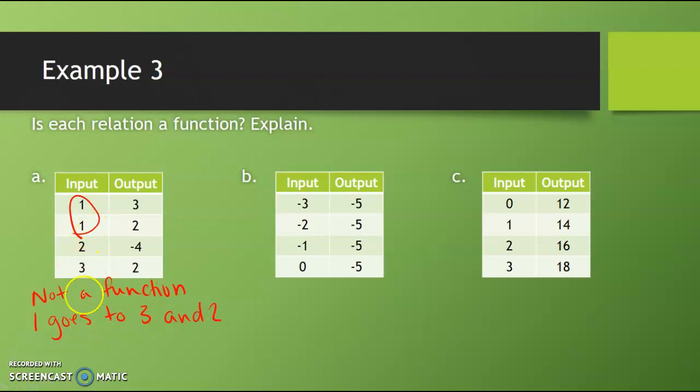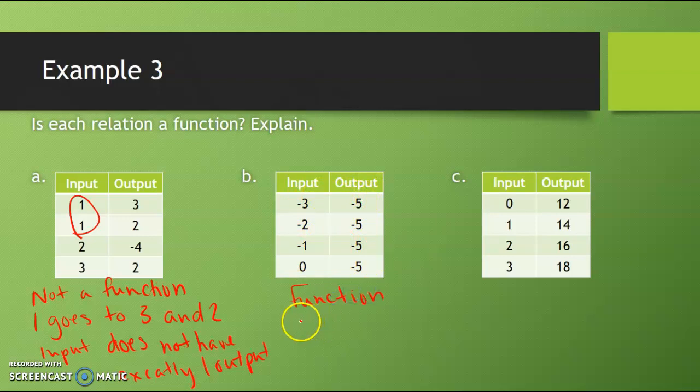Or another way you could say it is my input does not have exactly one output, or whatever MathXL has as an option for you to choose. All right, so now I'm looking at this next one. My inputs, -3, -2, -1, 0. None of them repeat. My outputs repeat, but my inputs do not. And so this is a function.